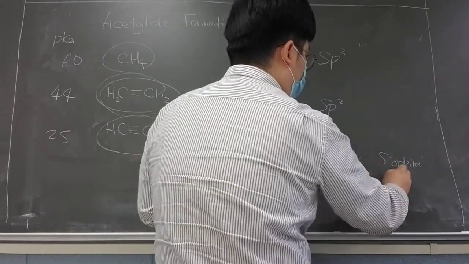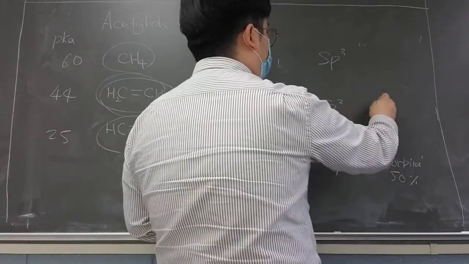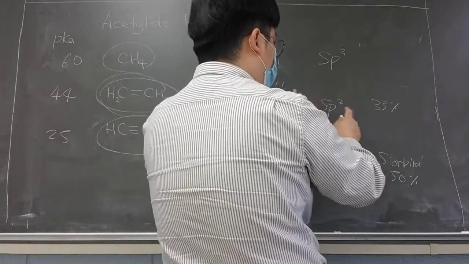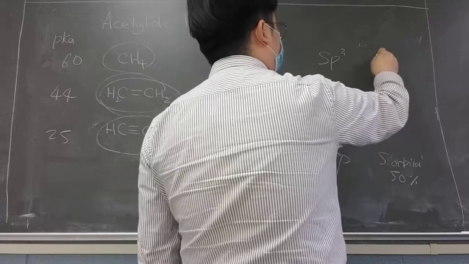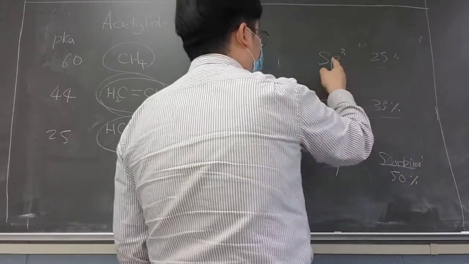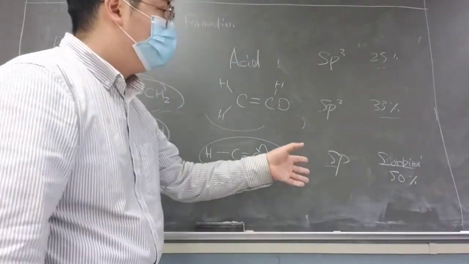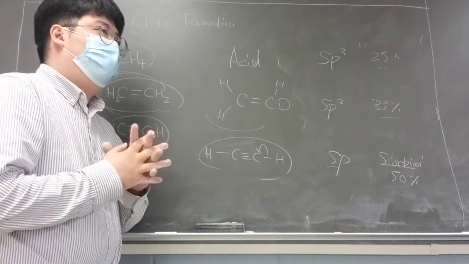So it should be about 50% because it's a 1-1. Okay? This one is about 33% because it's 1-3. So it's like a 1/3. And this is about 1/4, so it'll be 25% of the s orbital on those: methane, ethane, and ethyne, and so forth. So in this case, the reasoning is this one.